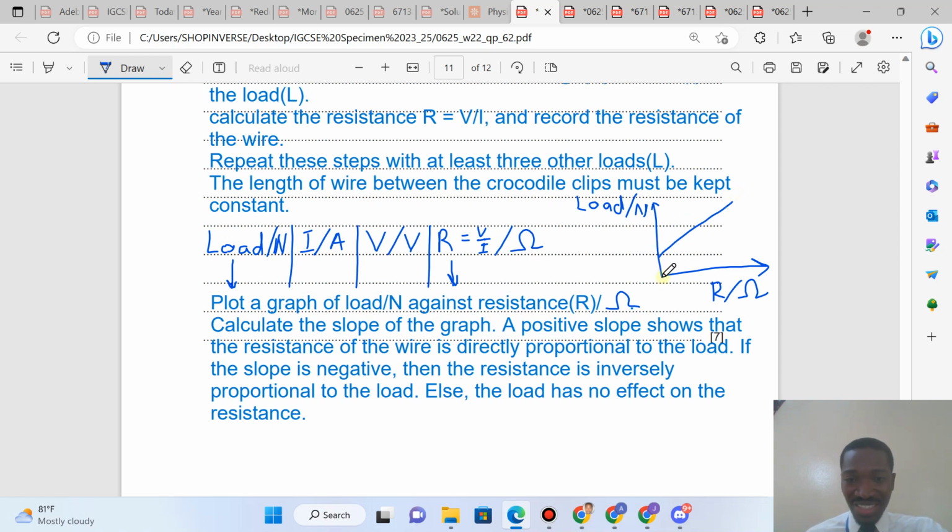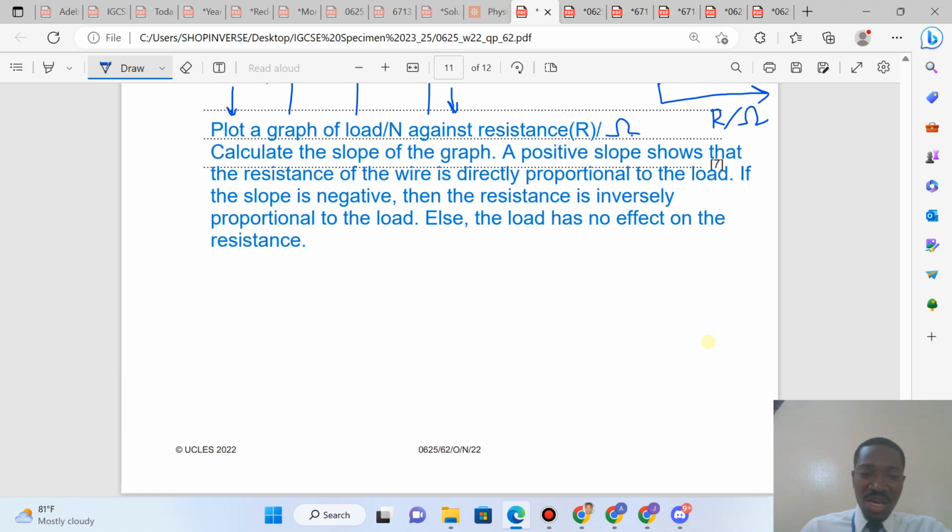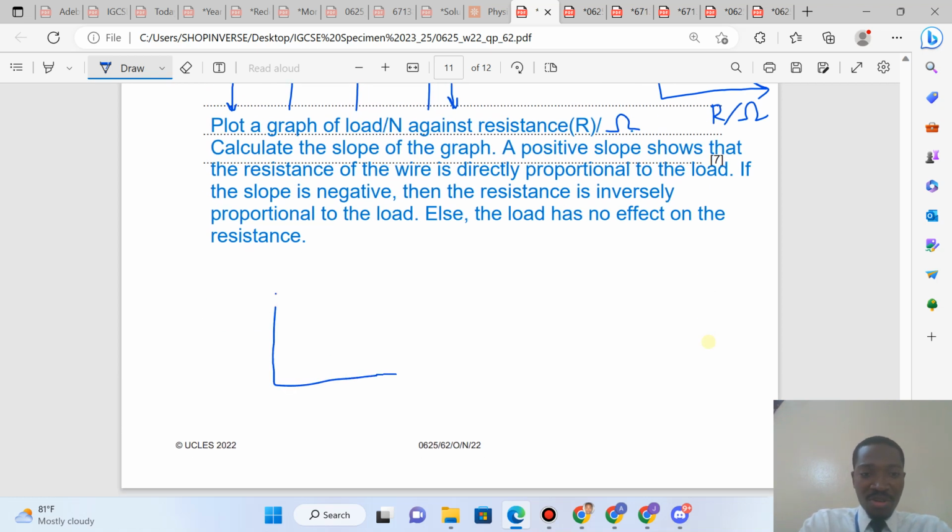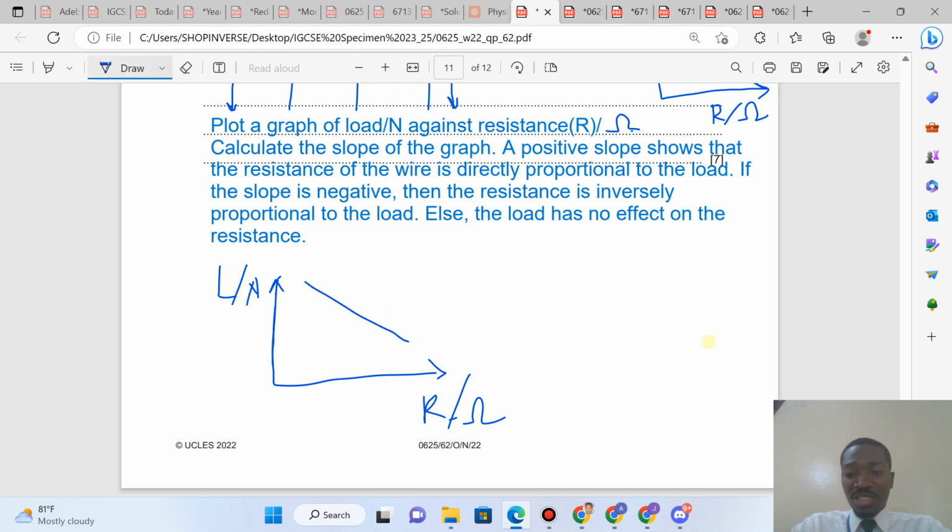But you don't even need to state that. Once you just state that you are plotting the graph of load against resistance, a positive slope shows that the resistance of the wire is directly proportional to the load. When you plot your graph and your slope looks like this, it shows that load is directly proportional to the resistance. And when your slope looks like this, it shows that load is inversely proportional to resistance. That simply means as load is increasing, resistance will be reducing.